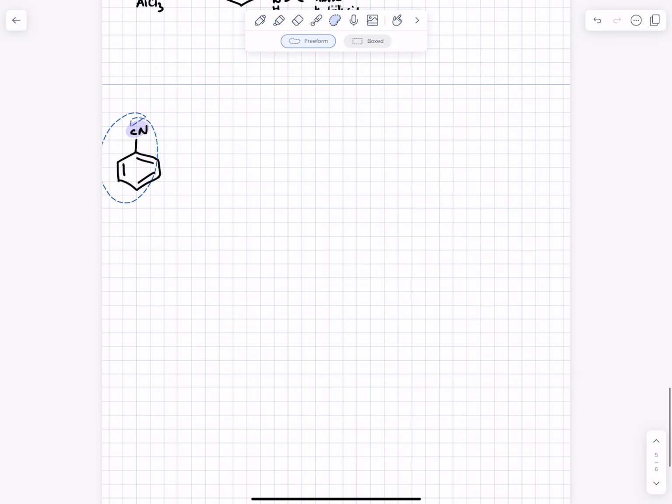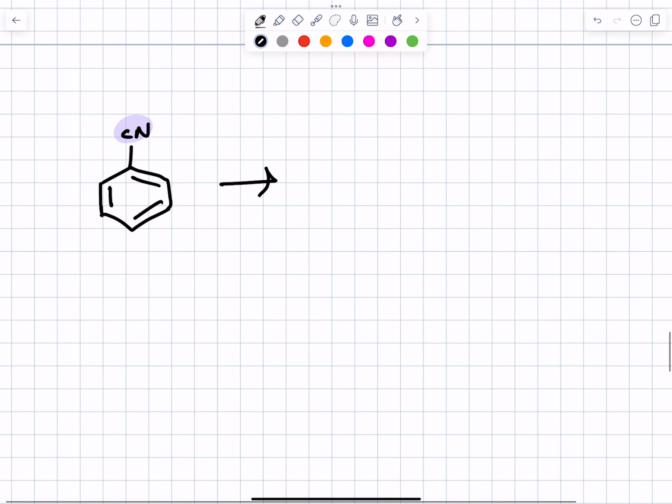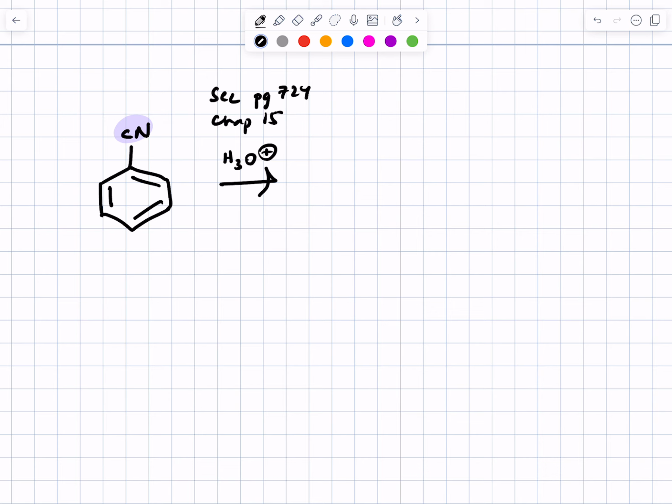And I'm going to just tell you to see, let's see, what page is this in your text? Page 724 in chapter 15. I'll illustrate one of the things you can do with nitriles, and that is hydrolysis using either strongly acidic or basic conditions that will convert the nitrile, which has a carbon-nitrogen triple bond, into something that still has 3 bonds with a heteroatom, but is now a carboxylic acid.